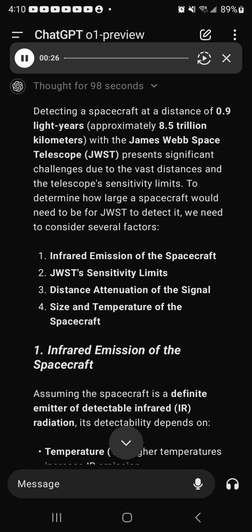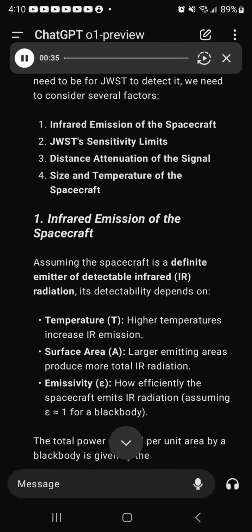2. JWST's sensitivity limits. 3. Distance attenuation of the signal. 4. Size and temperature of the spacecraft. 1. Infrared emission of the spacecraft.